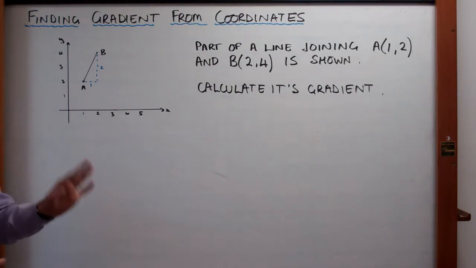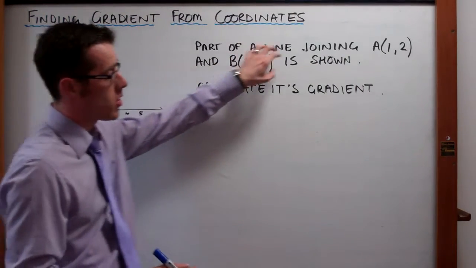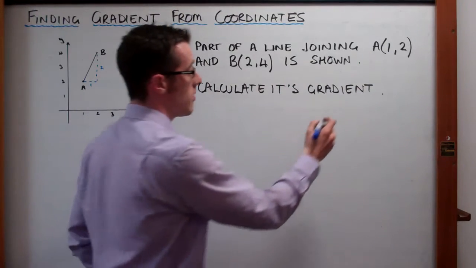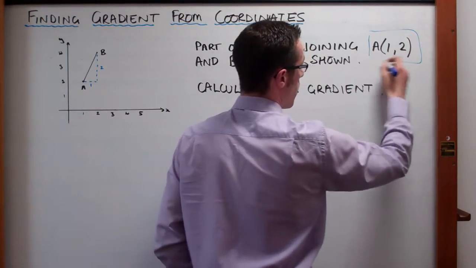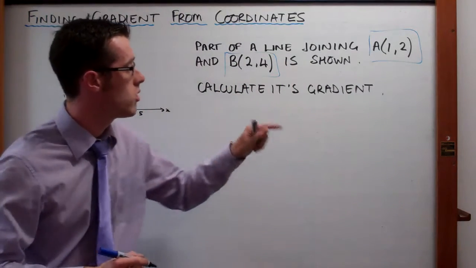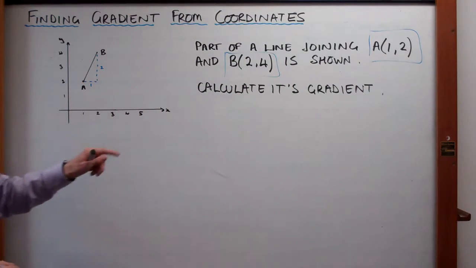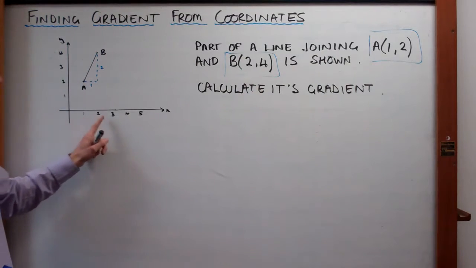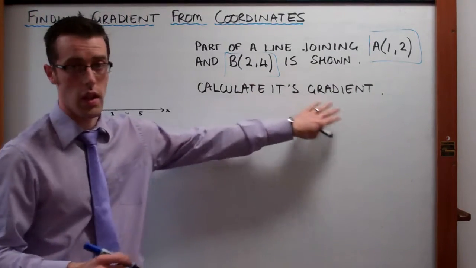Alright, so we already know that by vertical over horizontal, the gradient is going to be 2. But we're really interested in how we can actually figure that out from the coordinates. So we've been given the coordinates of A and the coordinates of B. Okay, so A is (1, 2), so we can see there 1 across, 2 up, and then B is (2, 4), so 2 across and 4 up, and we've got to calculate its gradient.